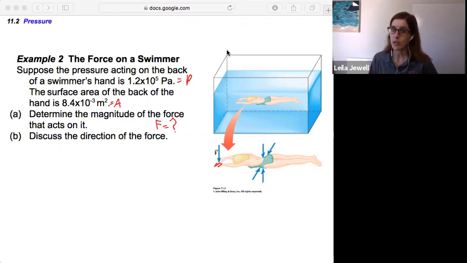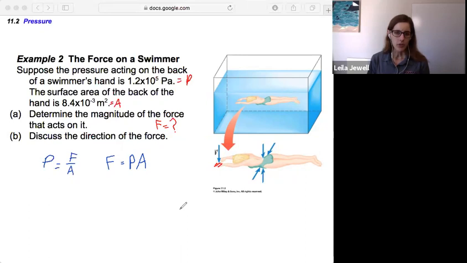Well, we can go back to our pressure definition, because that's a really handy equation, as mentioned. Pressure is equal to force divided by the area, and we know the area and the pressure, and we want to find the force, so we can just rearrange this equation. If we multiply both sides by the area, we get that the force is equal to the pressure times the area. So we're in really good shape to calculate that force.